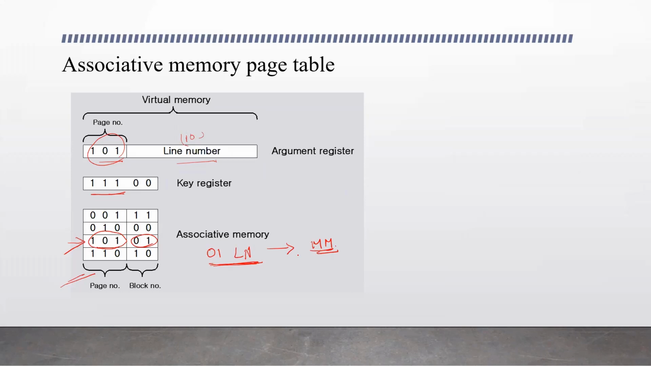In this, the page number is stored in content addressable memory. The page number given in the virtual address is compared with the page numbers in the associative memory, and it gives the corresponding block number in the main memory. When the block number is identified, the line number is used with the block number to identify the particular word in main memory, and that is transferred.